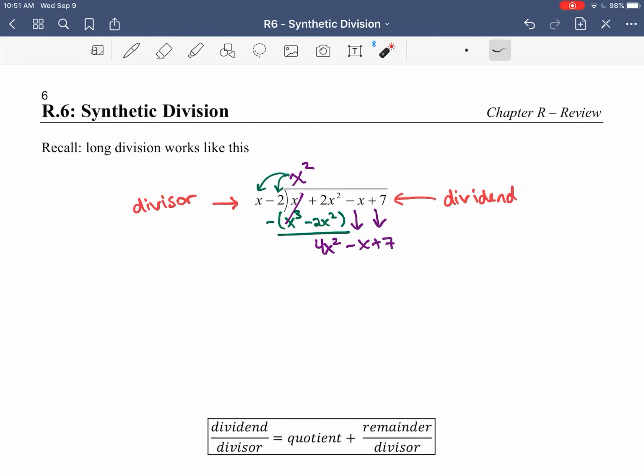Now what do I need to multiply x by to get 4x squared? Well, I need to multiply by 4x. So I add 4x up here. Now we do the same thing again, where you multiply, oops, I didn't do the blue arrow in the first spot here. You multiply the 4x to both terms, and that's what goes underneath. So 4x times x is 4x squared. 4x times negative 2 is negative 8x, and then I subtract all of that.